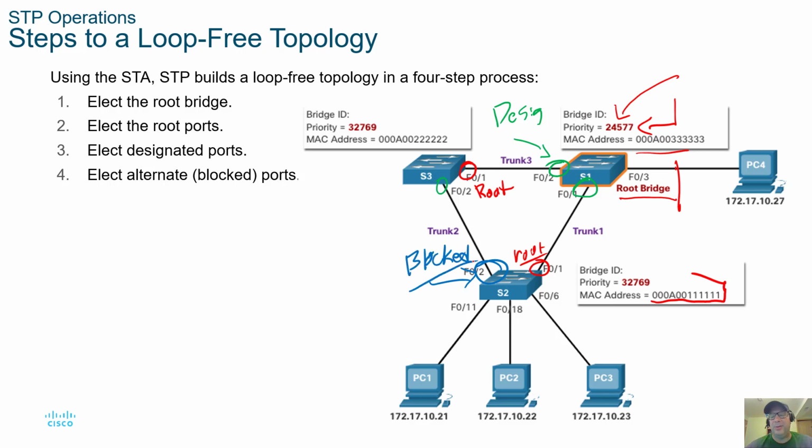And a couple things about blocked ports. You would never, ever have a blocked port that's connected to the root bridge. So in this tiny little system, the blocked port, of course, will be between S2 and S3.